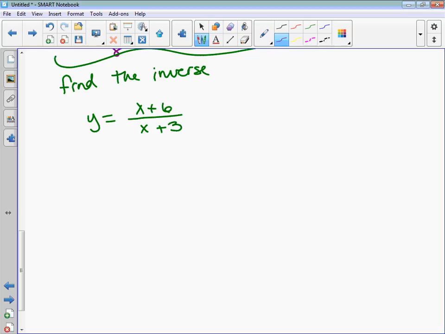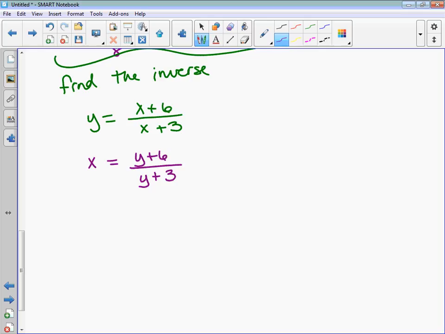So what's our first step if we're finding the inverse? Okay, so you have x equals y plus 6 over y plus 3. Most people are very good at that, and then they kind of get stuck. Okay? So the way you move on from here, I don't want that y plus 3 in the denominator. So how do I get it out of the denominator?